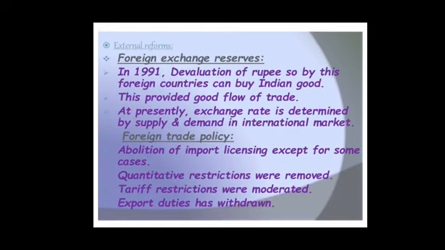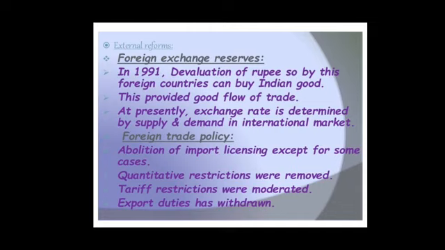Now coming to external sector reforms, it includes foreign exchange reforms and foreign trade policy reforms. One of the important measures undertaken to improve the balance of payment situation of India was the devaluation of Indian rupee against foreign currencies. Devaluation implies a fall in the value of Indian rupee in relation to other foreign currencies, say in relation to US dollar or Britain pound.